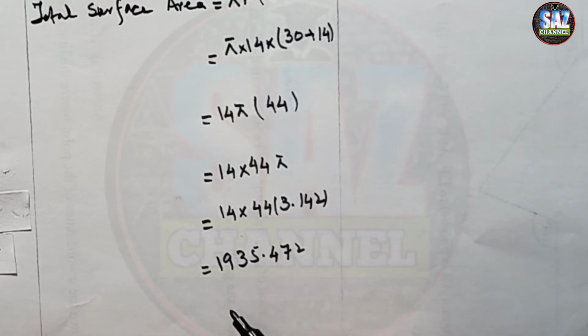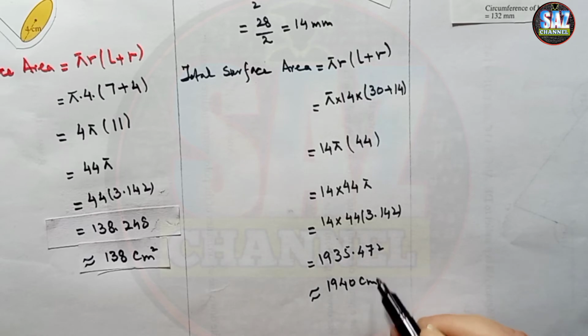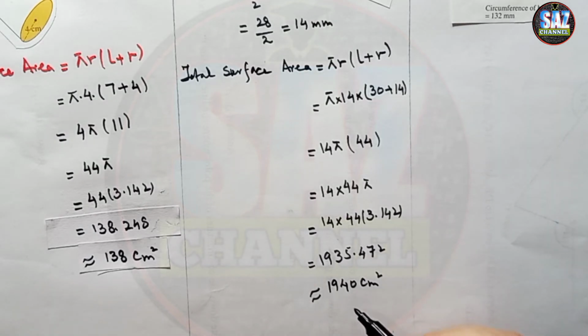As we have to give our answer nearest to three significant figures, our answer will be approximately 1940 centimeters square. I hope you are clear about this question, and let's move to the next part.